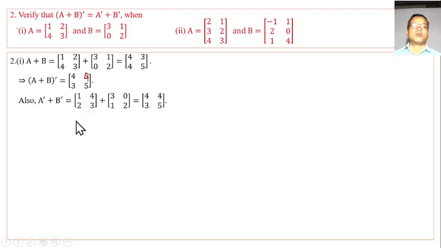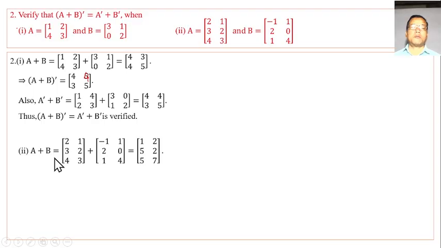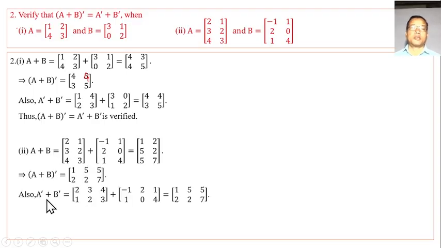Next, A transpose plus B transpose: A transpose has first column 4 3, and B transpose has first column 0 2 6. Adding these gives the same matrix. Hence this is equal to this, and it is verified. So taking the transpose of A plus B gives the same matrix as A transpose plus B transpose. Hence this is verified.